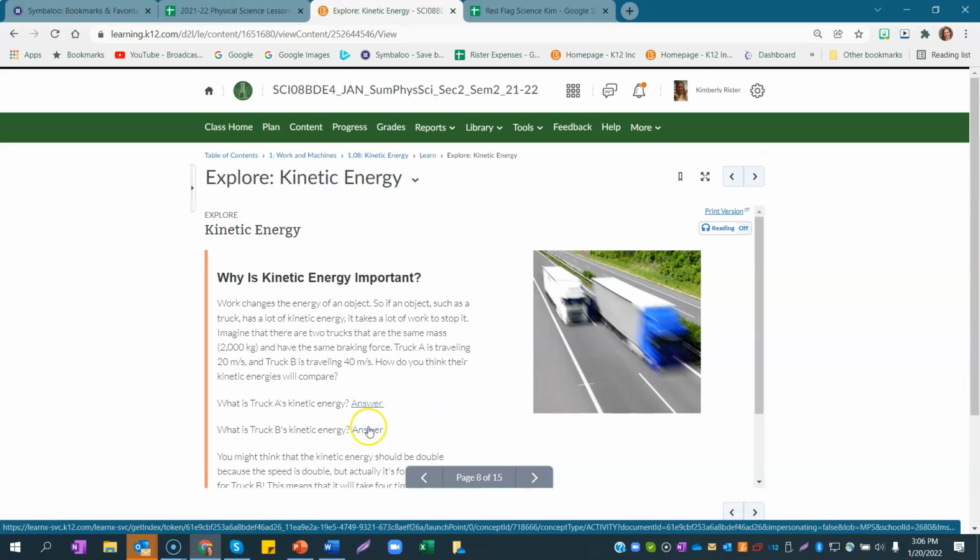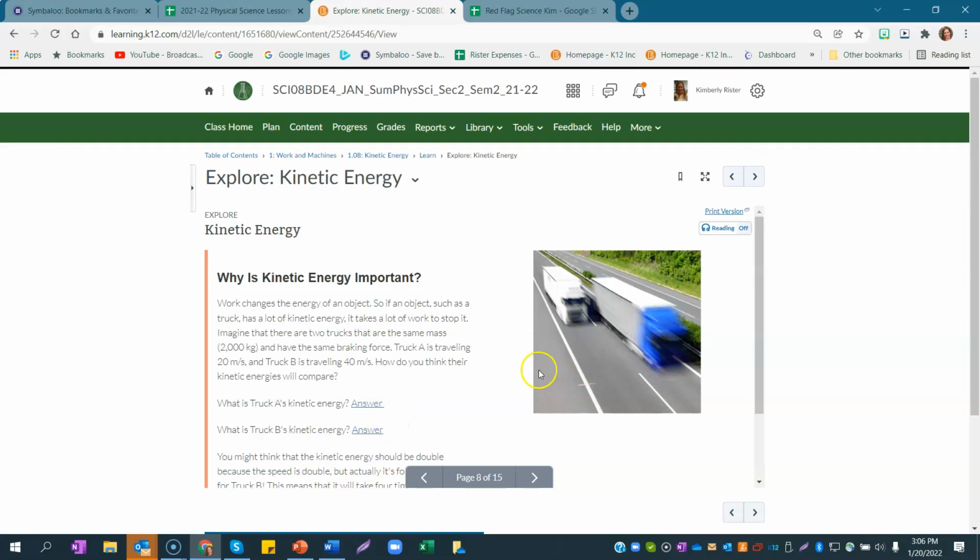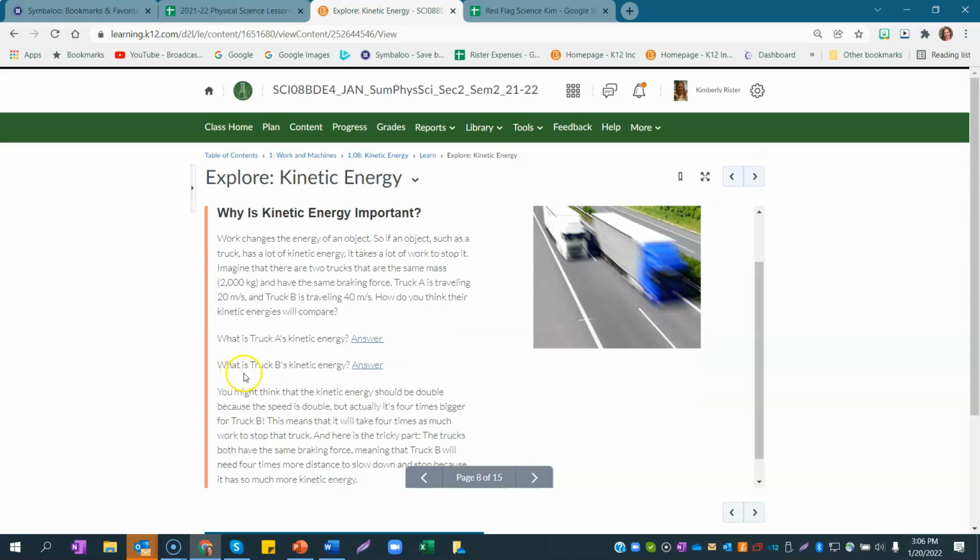So why is kinetic energy important? I'm looking through the guiding questions. We have the formula to calculate how much work it takes to stop an object with a lot of kinetic energy. This is kind of where we'll get into that one. That's number 4.